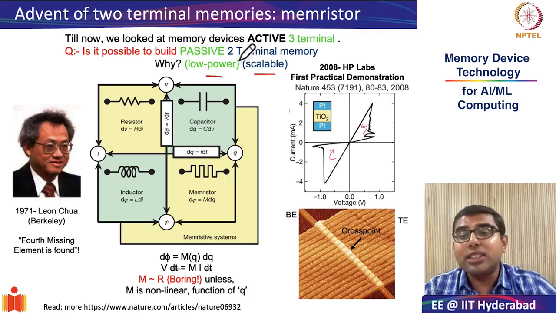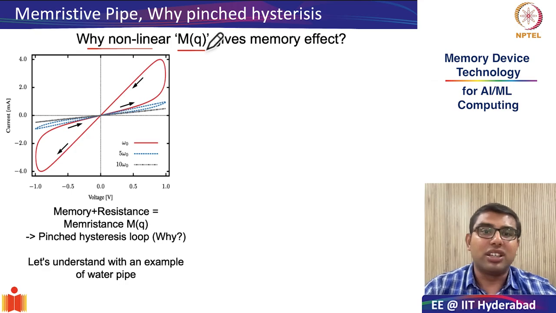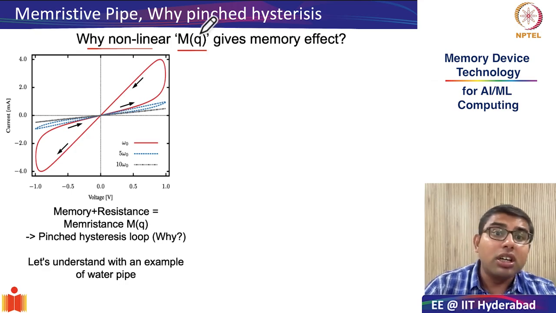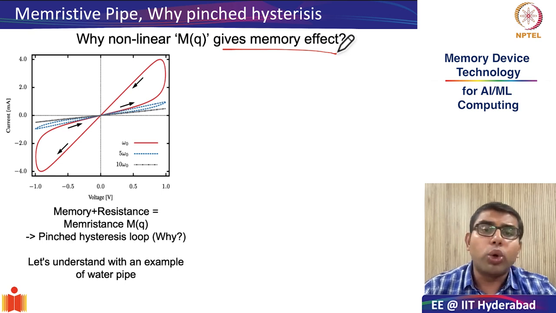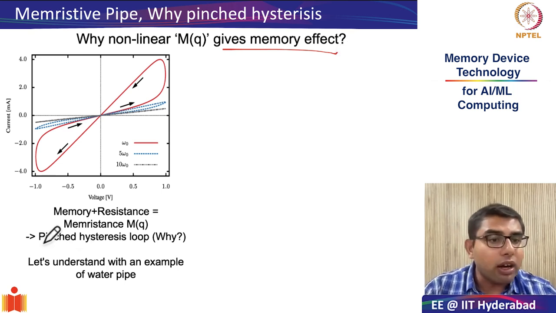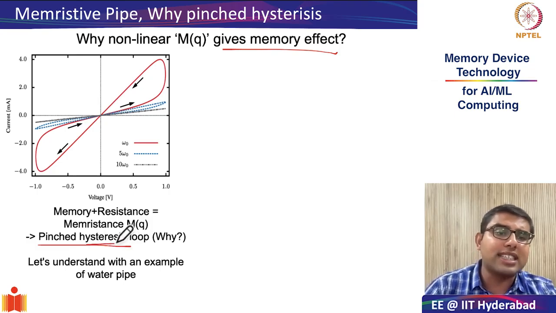Okay, now let's go back to our original question. Why does this nonlinear memristor, which is a function of Q, give a memory effect? To answer why it gives a memory effect, we have to learn something about the pinched hysteresis loop. What is the pinched hysteresis loop? Let's first look at what is hysteresis.